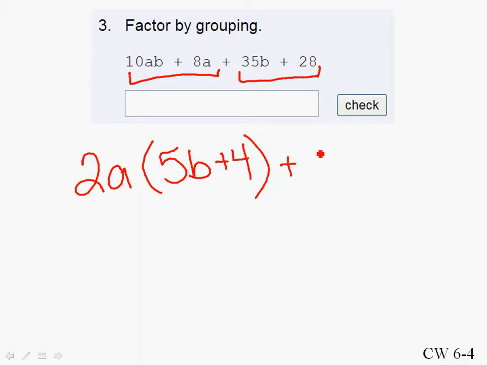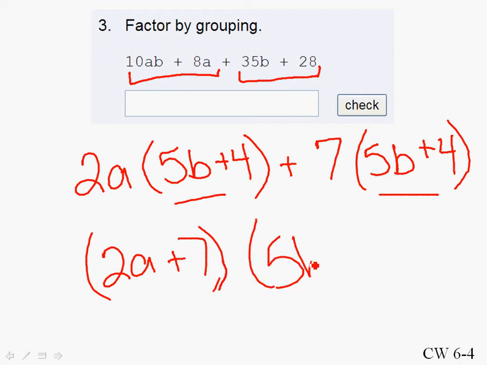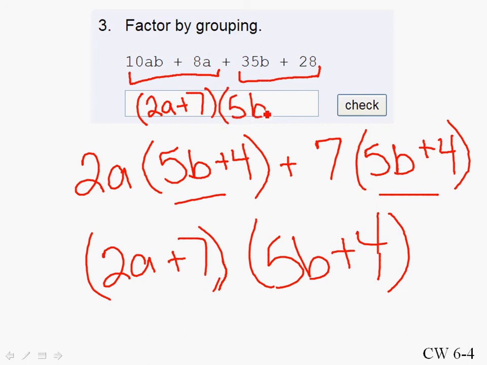For the other set, if we factor out the greatest common factor, which is 7, we're left with 5b, and 7 into 28 gives us 4. Notice that this factor here and this factor here is the same. So we have 2a plus 7 times 5b plus 4. And these would be our factors by grouping. So 2a plus 7 and 5b plus 4.